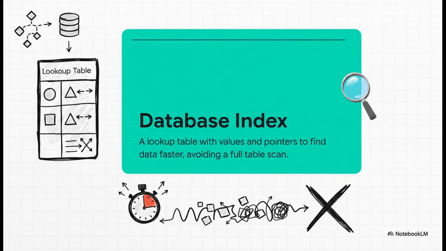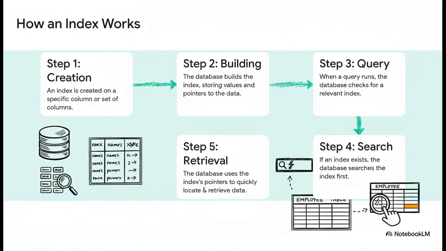A database index is basically a separate, super organized lookup table. It takes the values from a column you care about, sorts them, and then creates these things called pointers. Just think of them as little addresses that point directly to the full row of data in the main table. The whole point, the entire goal, is to avoid having to do that slow, painful page-by-page reading of the whole table.